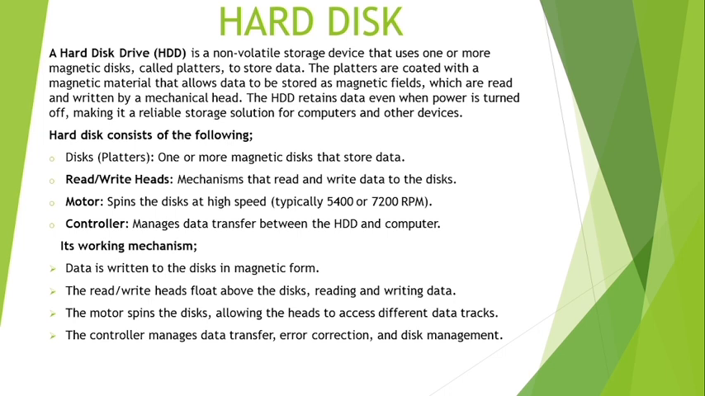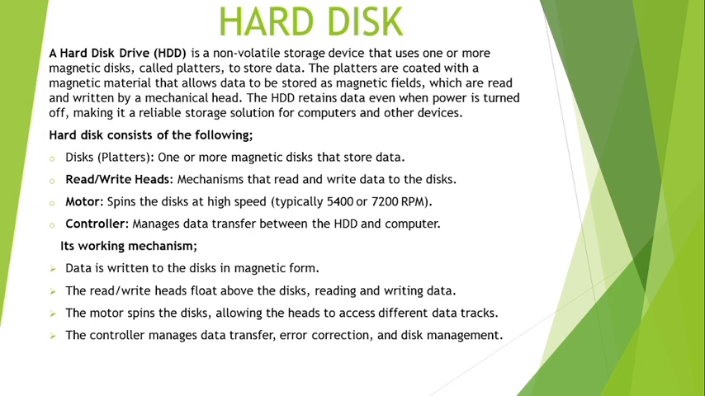The hard disk consists of the following: the disks, or platters, one or more magnetic disks that store data. These platters are round things that keep rotating inside the hard disk. The read or write heads are the mechanism that reads and writes data to the disks. The motor spins the disk at high speed, and that's how it stores its data. The controller manages data transfer between the HDD and the computer. The hard disk drive is the HDD.